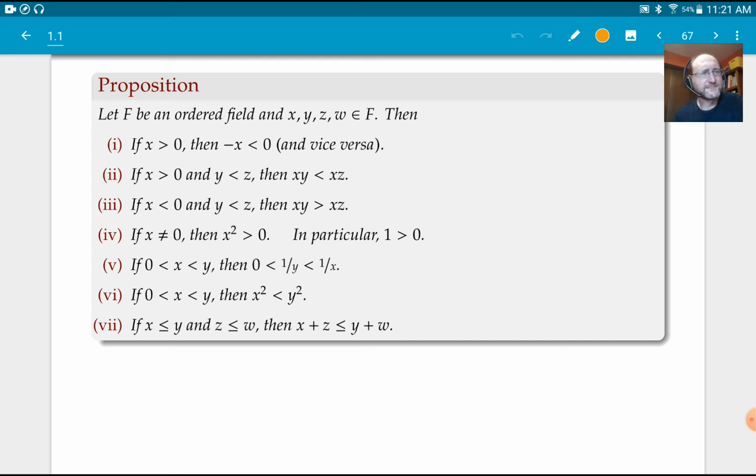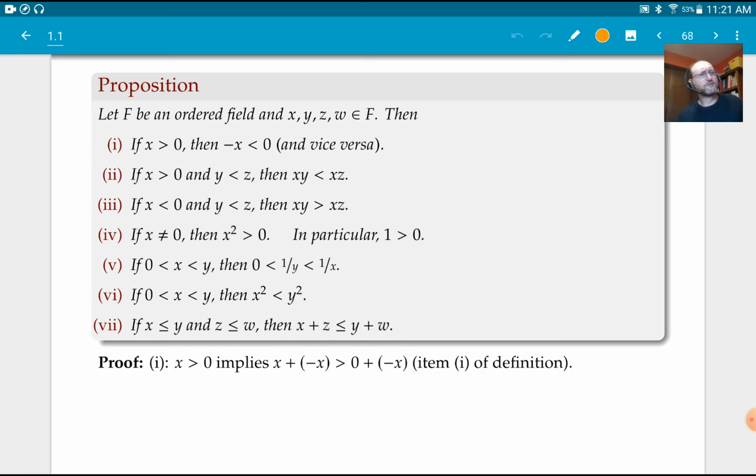And then, if we have a similar idea, if we have x is less than or equal to y and z is less than or equal to w, then I can add those inequalities together, right? And the inequality gets preserved. So it's a slight generalization from the definition. Okay, so let's prove some of these.